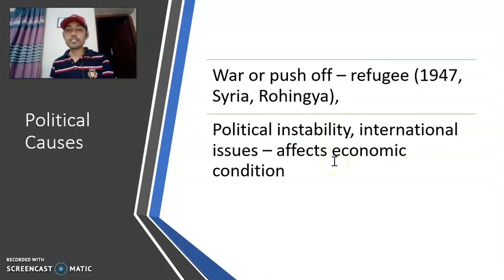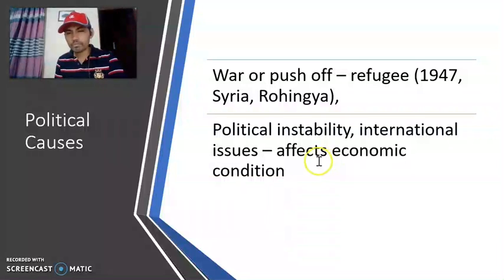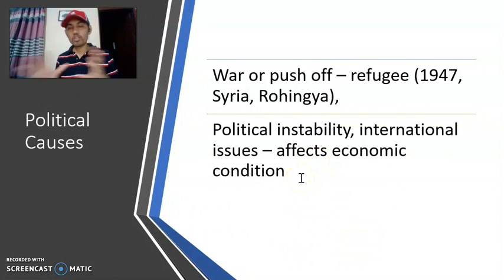Political instability, or international political conflict, also causes social problems. For example, in the Middle East, due to some political, diplomatic problems or other things, there is always a war, always instability. As a result, lots of social problems appeared there.